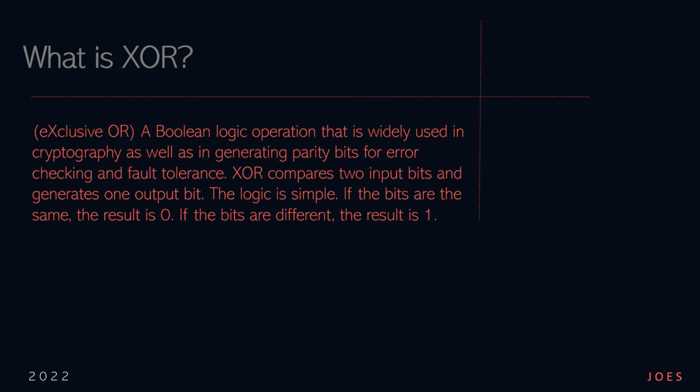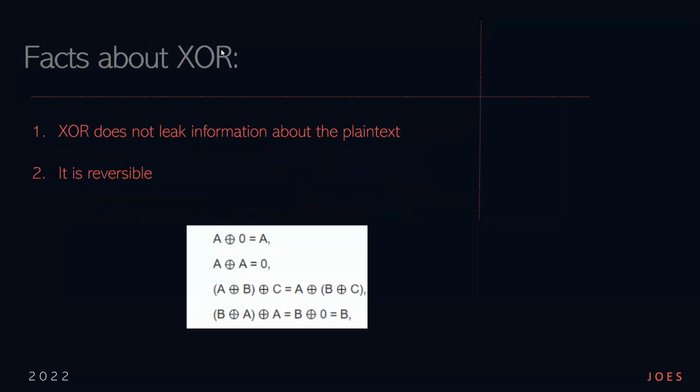Another fact about XOR is why it's popular in cryptography. XOR does not leak information about the plain text. If I have a random variable with random distribution A, and I XOR it with another random variable with uniform distribution, then the result also has uniform distribution.